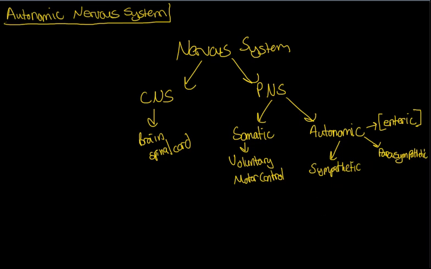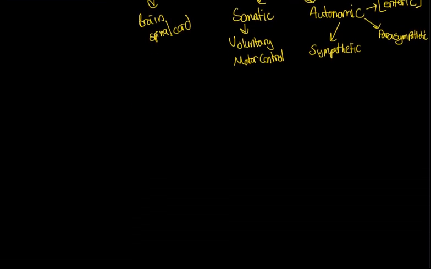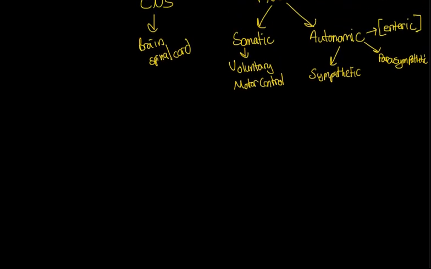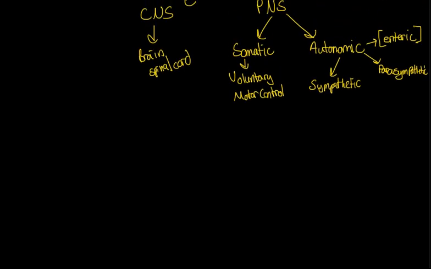So, let's start by talking about the basic anatomical structure of the autonomic nervous system. And I touched on this last time, so this first part's going to be a review. So basic anatomy of, we'll say basic organization of the autonomic nervous system.